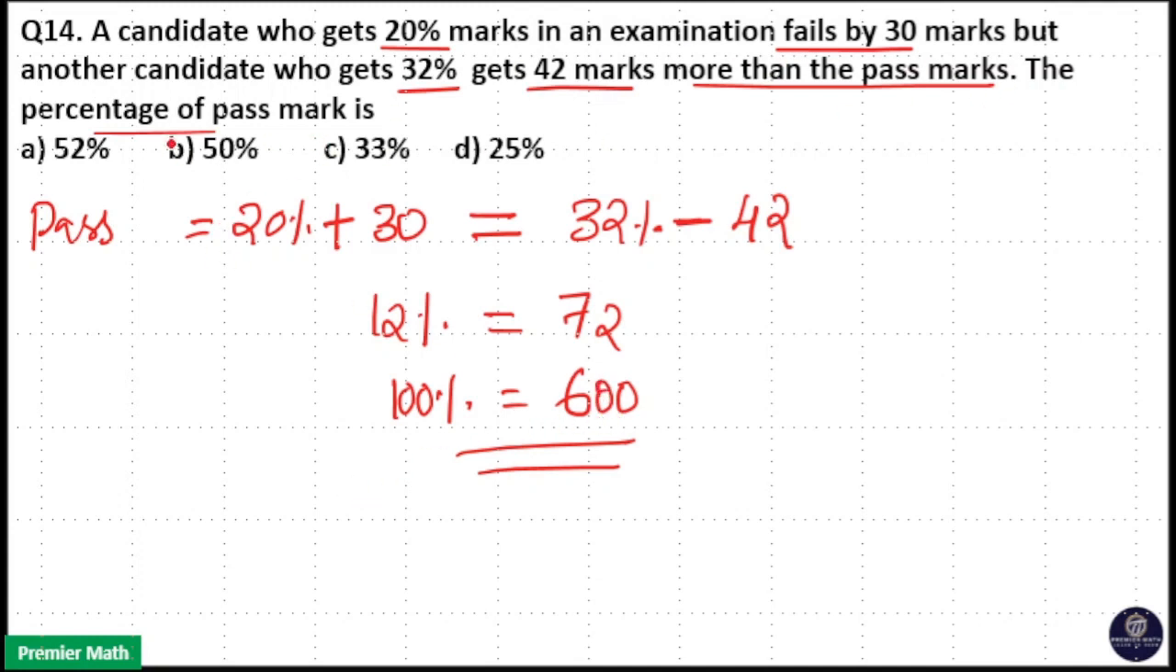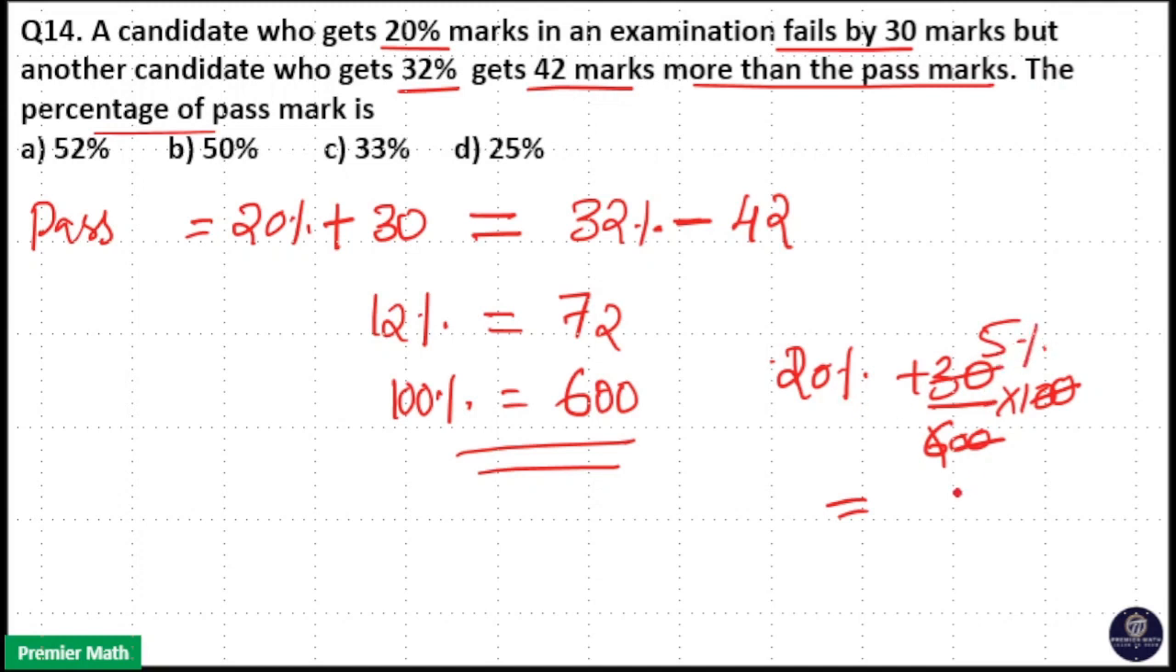So, you have to find the percentage of pass mark. That is, here pass mark is equal to 20% plus 30. This is 20% and 30 marks. 30 marks is how much percentage? 30 out of 600 into 100. That is 0 cancel. 6 into 5, 30. So 20% plus 5% is your pass mark. That is 25% is your percentage of pass mark. Here option D is your answer.